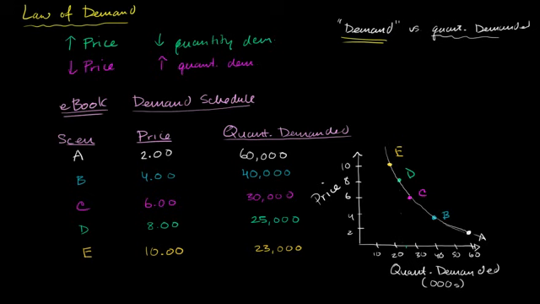We've been talking about the law of demand and how, if we hold all else equal, a change in price, if price goes up, the quantity demanded goes down. And if price goes down, the quantity demanded goes up. So if you hold all else equal, ceteris paribus, we are just moving along this curve depending on what price.